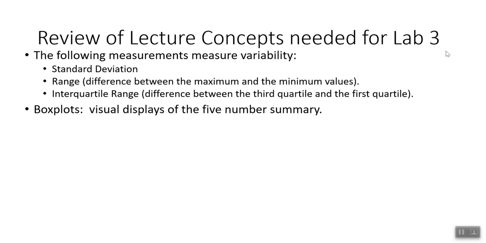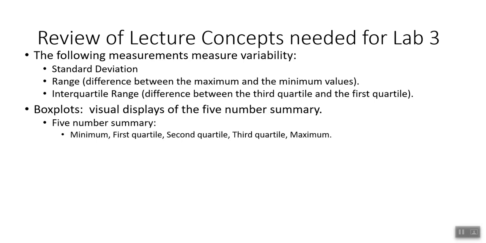The following measurements show variability: the standard deviation, the range, which is the difference between the max and the min, and the interquartile range, which is the difference between the third quartile and the first quartile. You'll also have to draw a box plot by hand, which simply displays the 5-number summary. Keeping in mind that the 5-number summary is made up of the minimum, the first quartile, the second quartile, the third quartile, and the maximum.